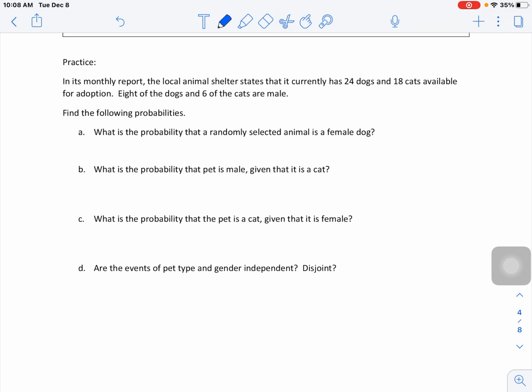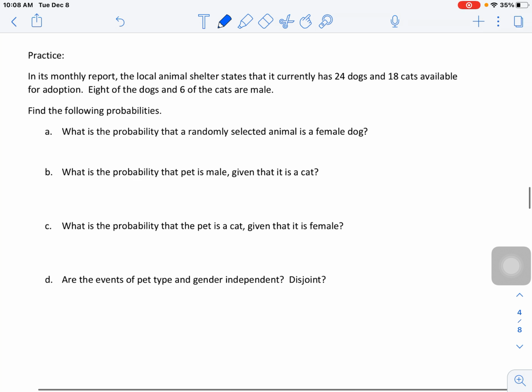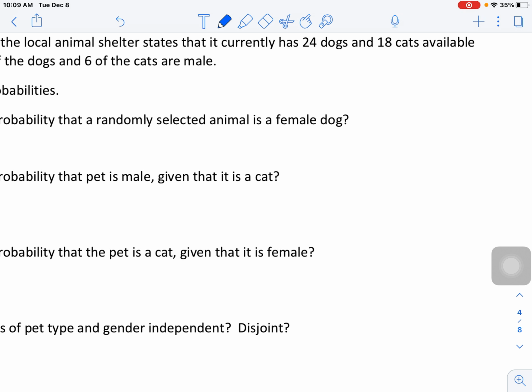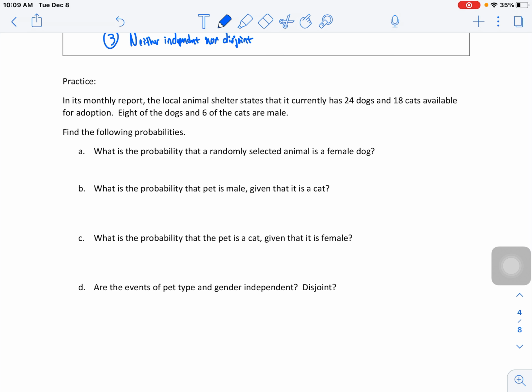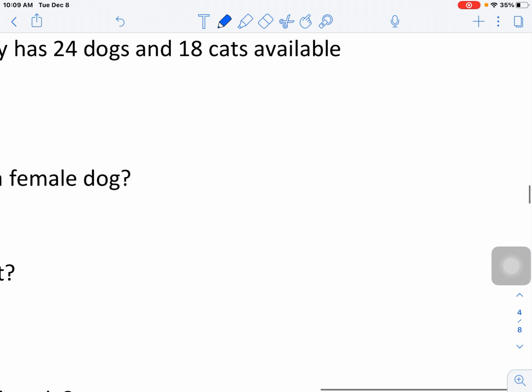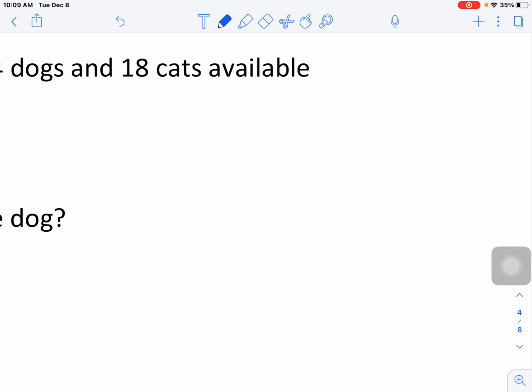In its monthly report, the local animal shelter states that it currently has 24 dogs and 18 cats available for adoption. 8 of the dogs and 6 of the cats are males. Find the following probabilities. What is the probability that a randomly selected animal is a female dog? So for this one, I'm actually going to go ahead and make a two-way table.